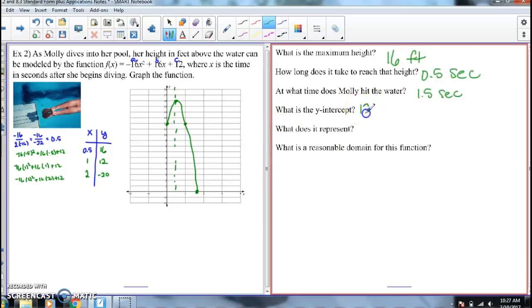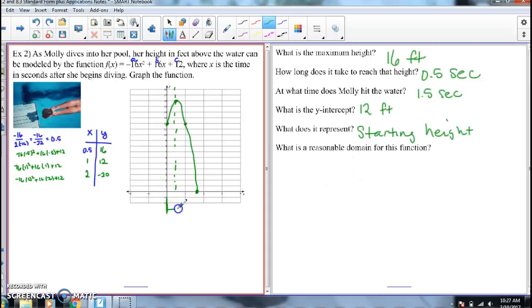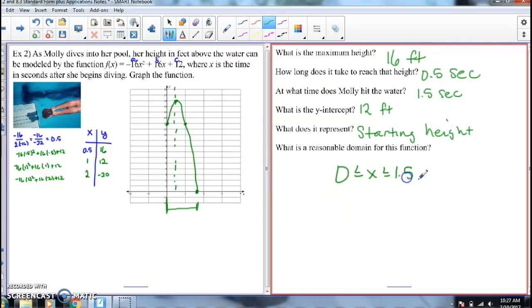The y-intercept is 12, and this is her starting height. Okay. And then reasonable domain, we start at 0 because we don't have any negative, and we go until she hits the water. So we're going to go from 0 to about that 1.5. Yours might be slightly different if you approximate it differently, but that's the answer.